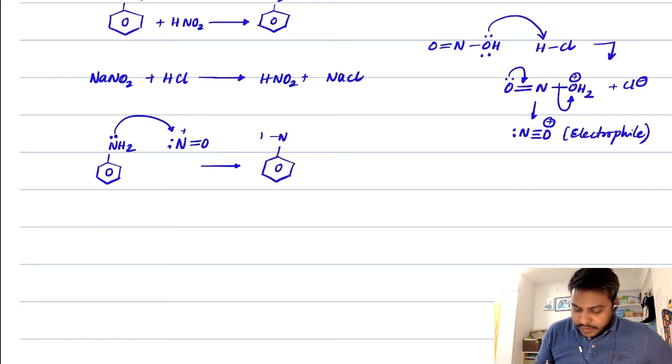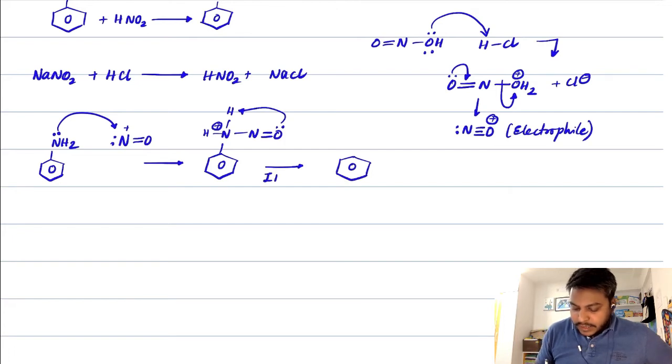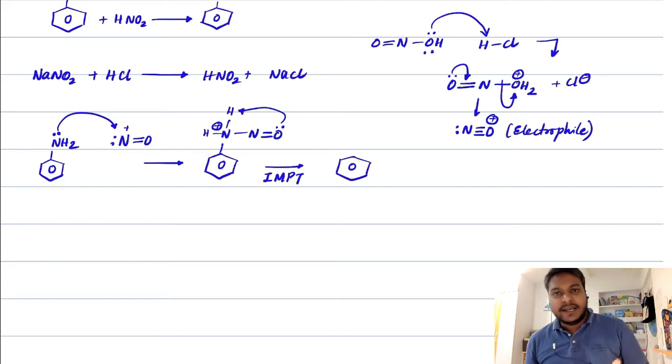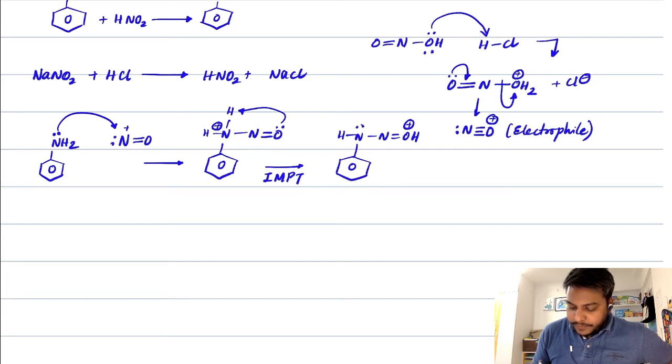Thereby, we will have the structure NH with N double bond O, with nitrogen getting positive charge. Internally, this oxygen can take away the proton from here, which we normally call intramolecular proton transfer. Anything which happens internally to take away that H plus is intramolecular proton transfer. And we will have NH with N double bond OH plus.